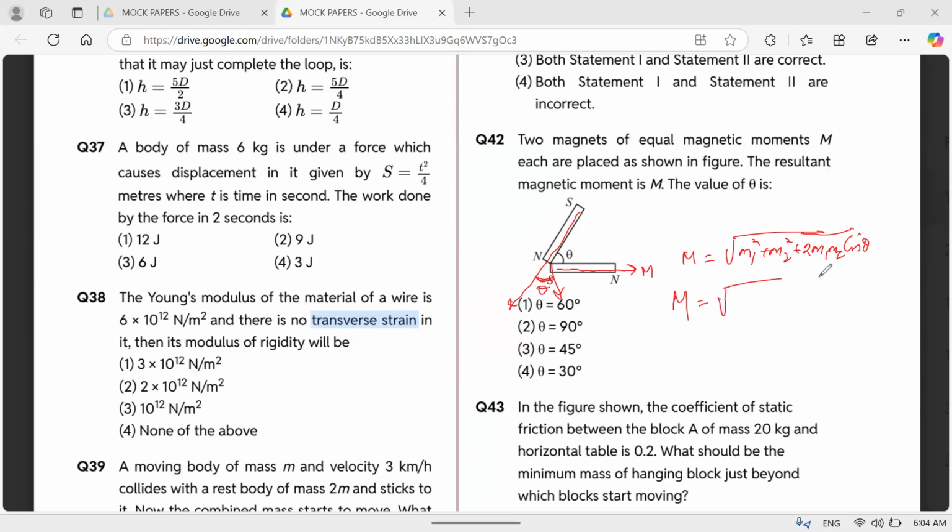So m will be equal to under root of m square plus m square plus 2 m into m, that is m square, into cos theta. So this will be under root of 2m square plus 2m square into cos theta. This is m. So this will become m square is equal to 4m square into cos square theta. So m square will get cancelled. 1 by 4 is equal to cos square theta.